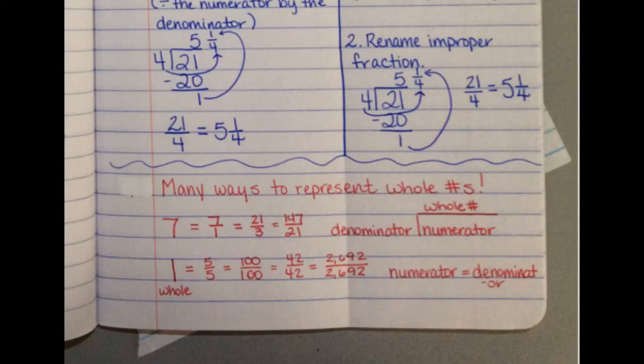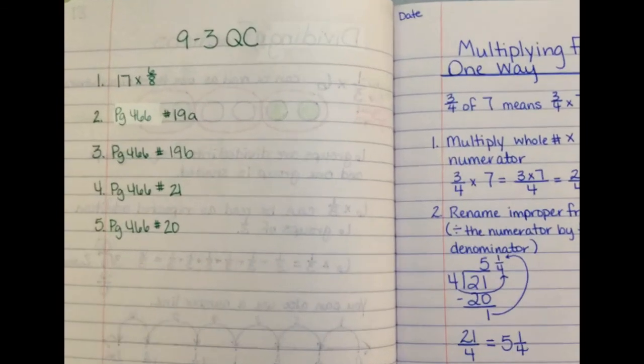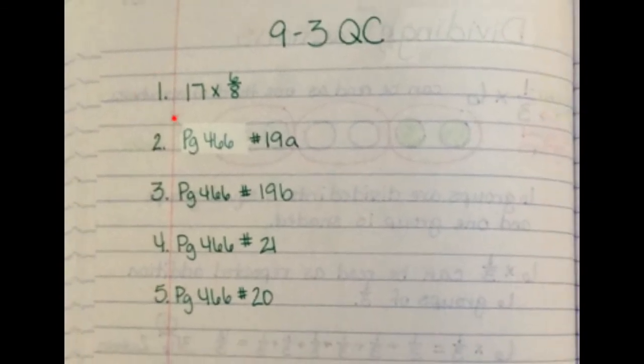You're going to copy down your notes here. On the back of 27, you're going to have your 9-3 quick check. This goes along with what we did in class today. The first one you're going to do is just a simple equation, 17 times 6/8. On 2, 3, 4, and 5, you are going to look at page 466 that you pulled out today and I told you to keep in your binder. Number 2 is going to be 19A on the back. Number 3 is 19B. Number 4 is number 21. And number 5 is number 20.